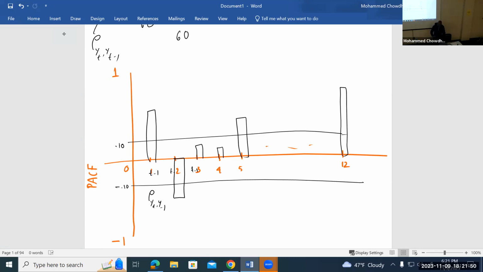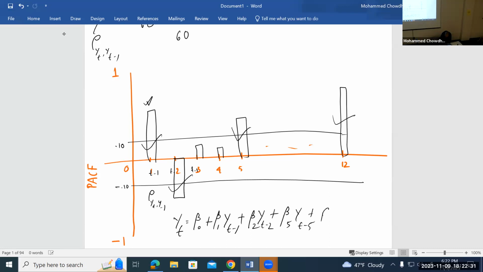So from this, we found that the first lag has a high correlation with the current data yt. The second lag has a high negative partial autocorrelation, ignoring the first lag, and exceeded the threshold value, which is negative 0.10. So that means this one, that one, and that one are important. So when I write the model, I will write yt equals beta 0 plus beta 1 yt minus 1 plus beta 2 yt minus 2 plus beta 5 yt minus 5 and then beta 12 yt minus 12.